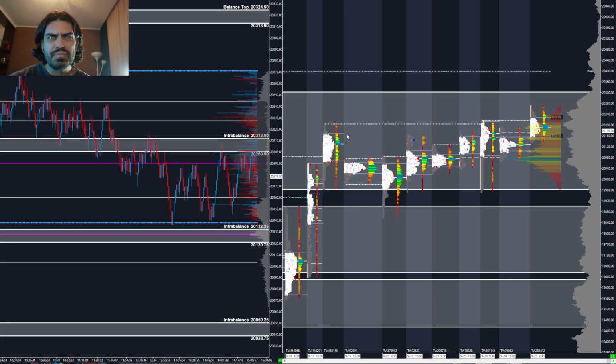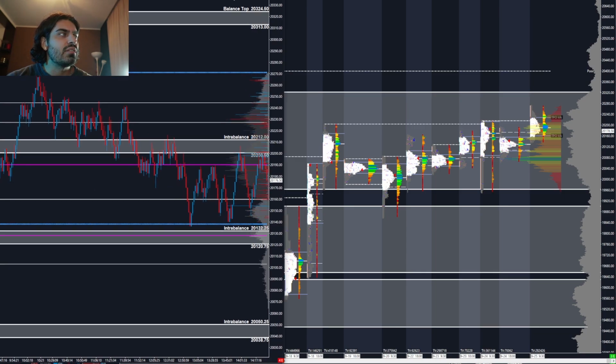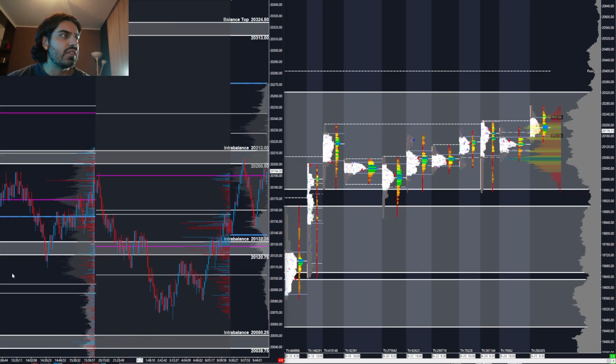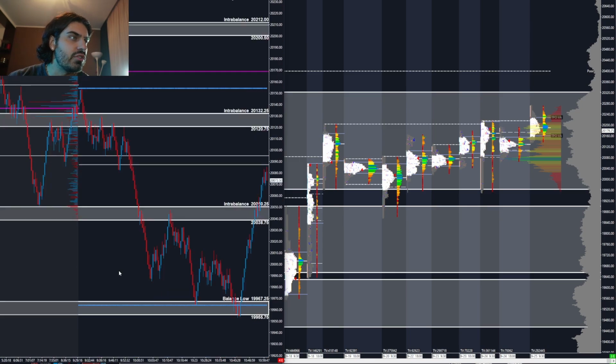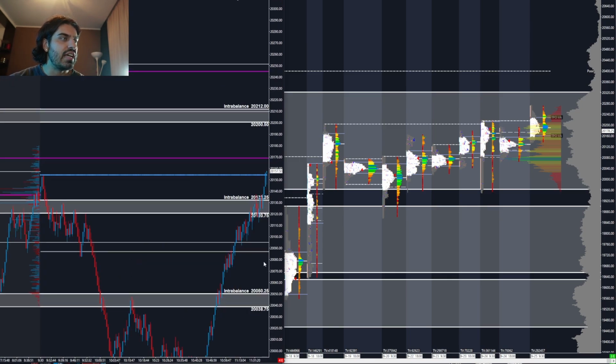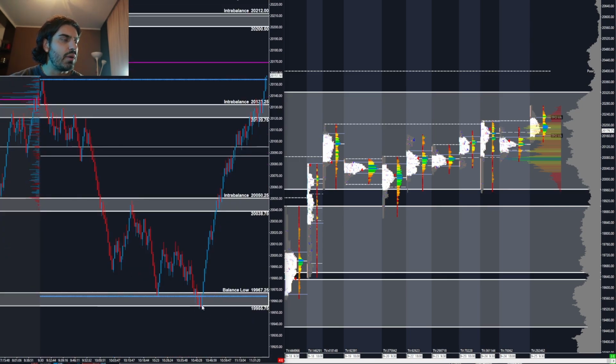Now, overall, this strategy isn't that difficult, right? Realistically, it's fairly simple, but it requires a lot of patience, because you can see over here, I've identified this as the balance low. This is an area that I was buying. So at the balance low between 19,960 and 19,955, just kind of arbitrary numbers there, but towards that 19,960, that's my buy zone.